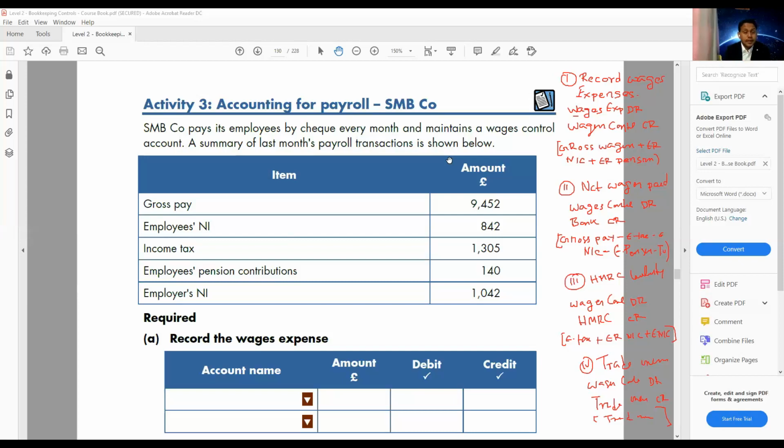So there is a company, SMB Co, that could be any company. They pay wages and salaries by cheque. Doesn't matter if they pay by cheque, by bank transfer, or by cash. The calculation is the same for everything. We don't have to really worry how they paid. That's not very important for us. The main thing that is important is how much we're going to record for which journal. So let's have a look.